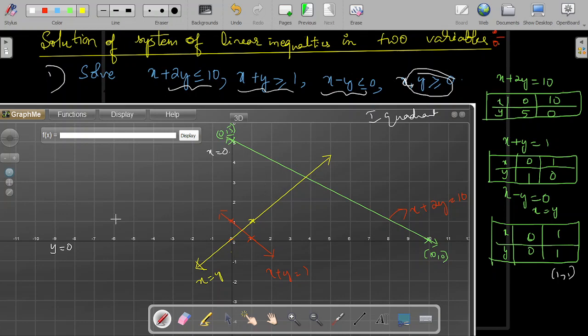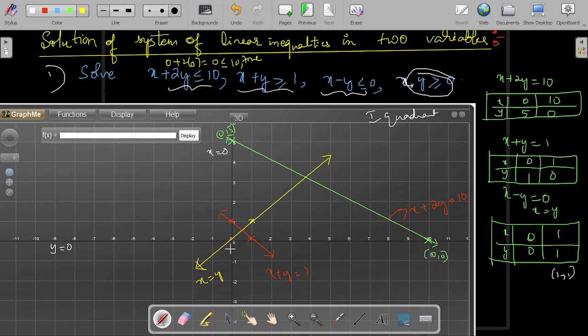One is the lower half plane and one is the upper half plane. You choose any point from the lower half plane or upper half plane. It is up to you. Let me choose 0, 0. If it is available, you always go with 0, 0 because it's easier to simplify here. 0 plus 2 into 0, which is equal to 0, is less than or equal to 10. Yes, the inequality is true.